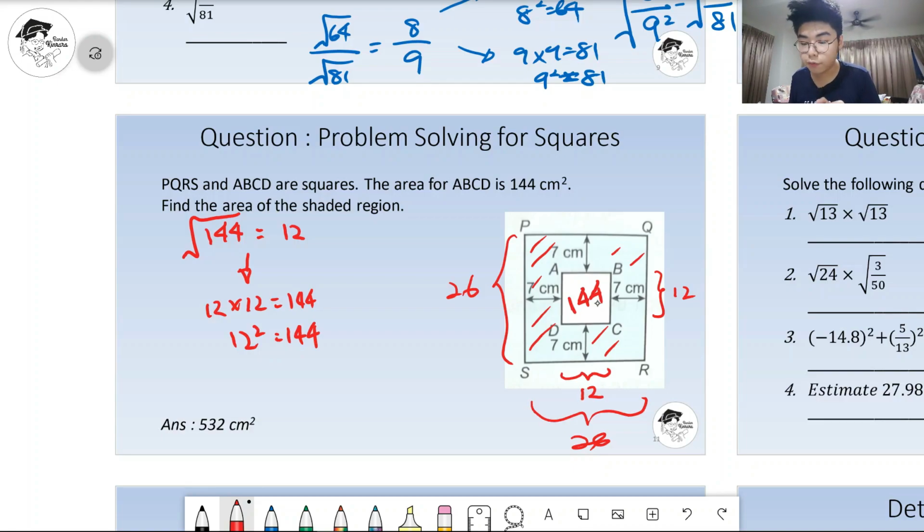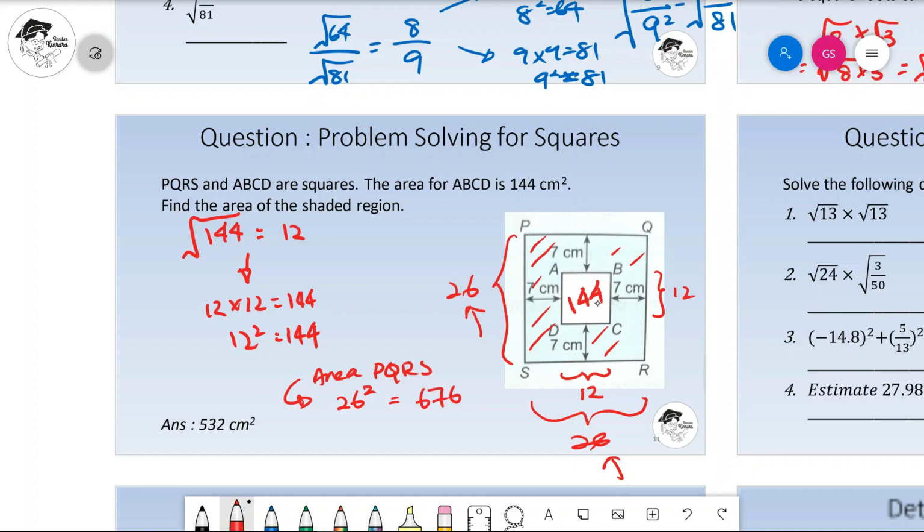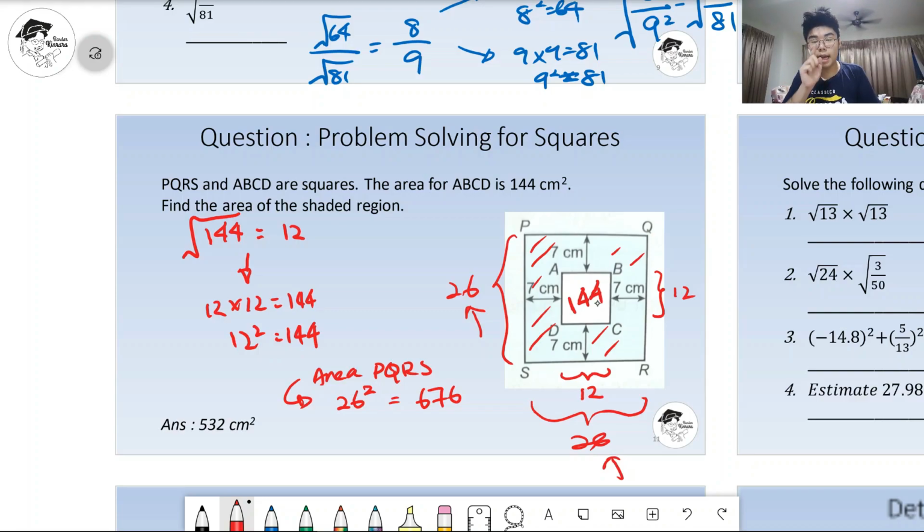Now they want to find the shaded region. Now you have to find the area for PQRS. The area for PQRS is going to be 26 squared. Put in the calculator, 26 squared, you get the answer 676. So the area for the big box is 676. Now the 676 must be cut by what? By the small box. So 676 minus 144, you get the answer written there, 532, which is correct, 532.